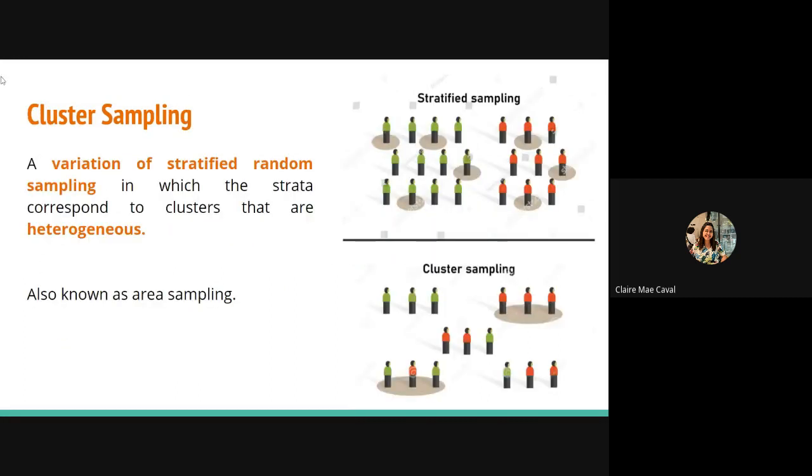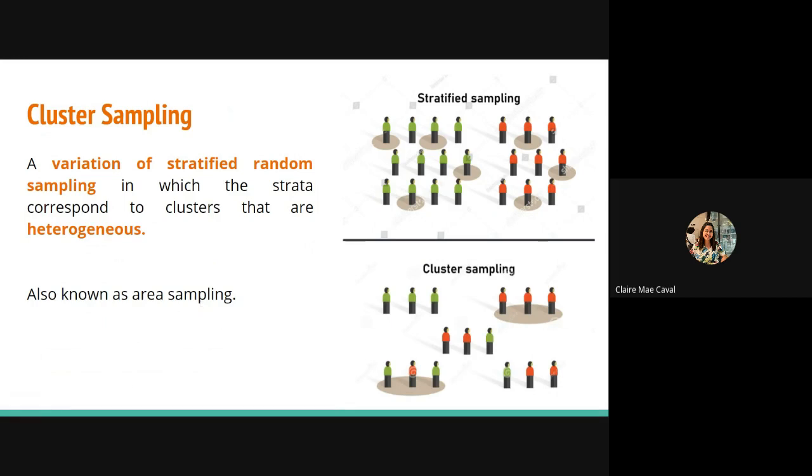Next, cluster sampling. Cluster sampling is a variation of stratified random sampling in which the strata this time are called clusters and are heterogeneous. Okay? Cluster sampling is also known as area sampling. Okay?